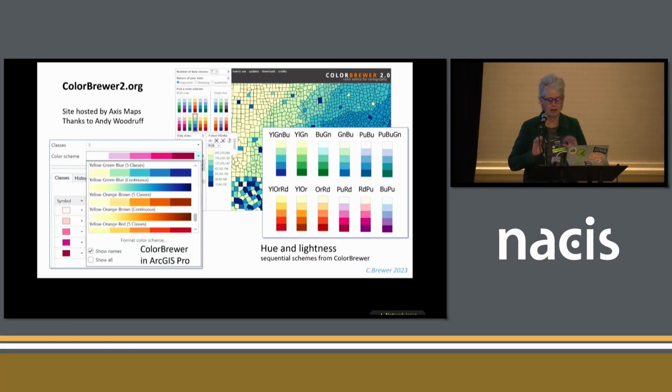I'll talk about color schemes real quickly, just to get us all on the same page there, and then talk about the structure of the OSA system, and then do 3 examples in ArcGIS Pro.